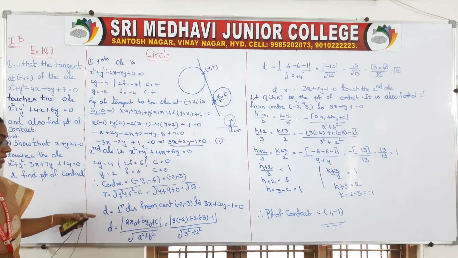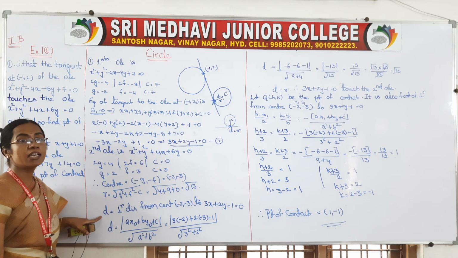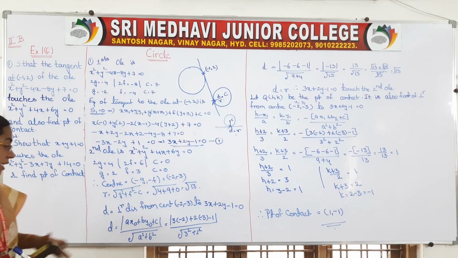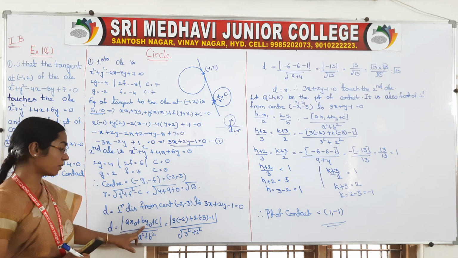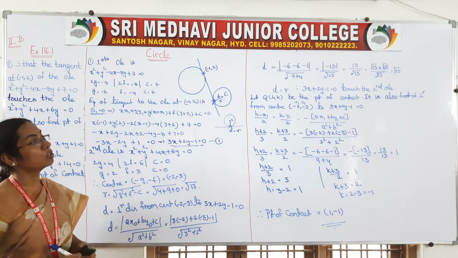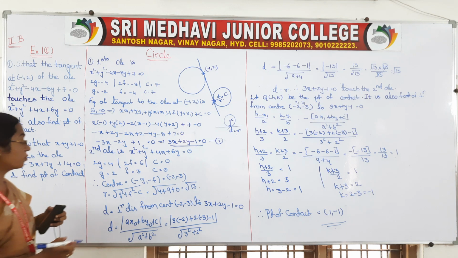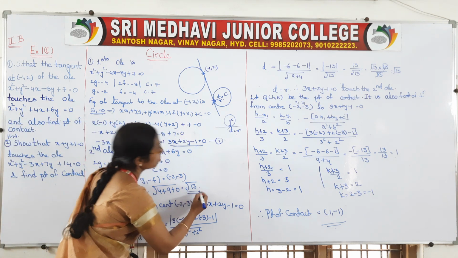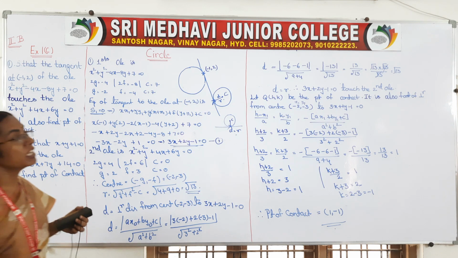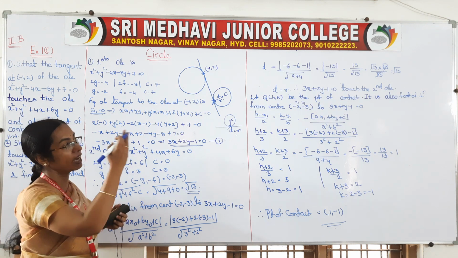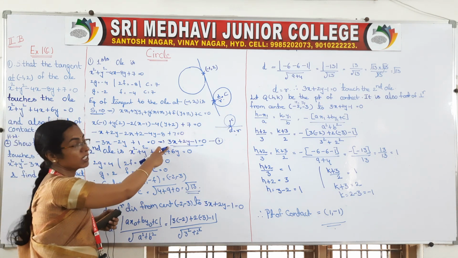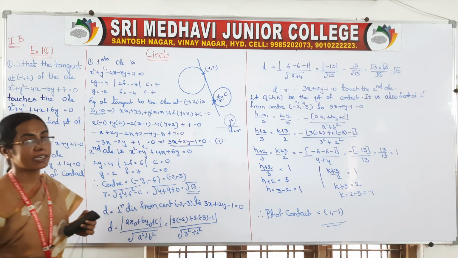Once we got the radius, what is the D value? D is the perpendicular distance from the center to that line. Its formula is (a x naught plus b y naught plus c) by root of a squared plus b squared. Substitute, you will get your D value. Observe, your R value is root 13 and your D value is also root 13. If D is equal to R, we can say that the line touches the circle. So which line? The tangent of the first circle touches the second circle.